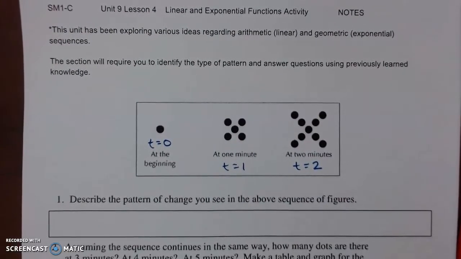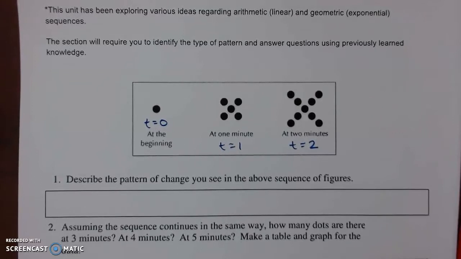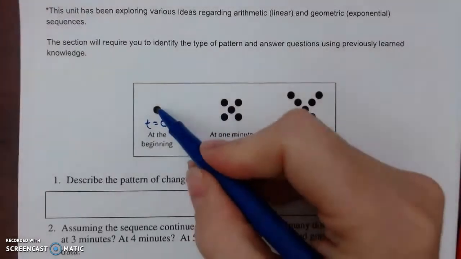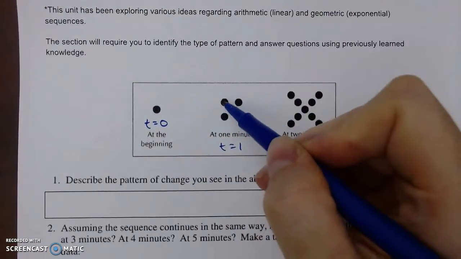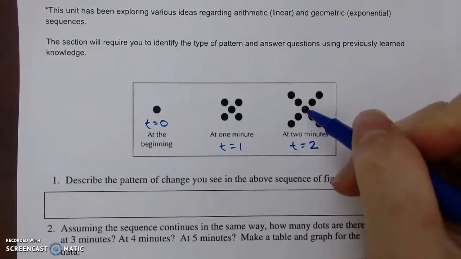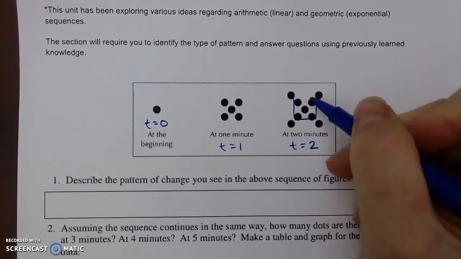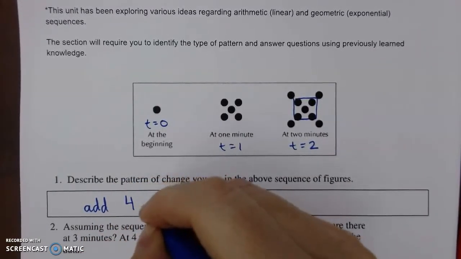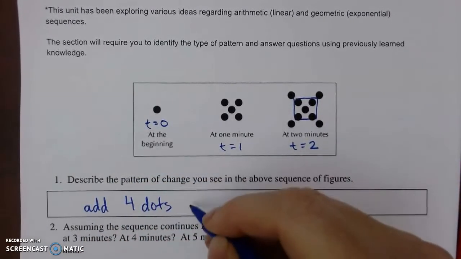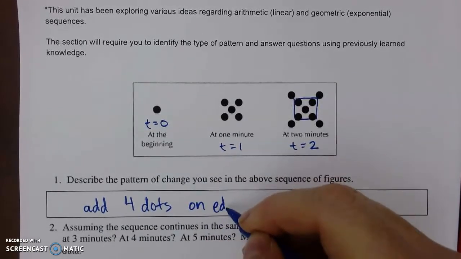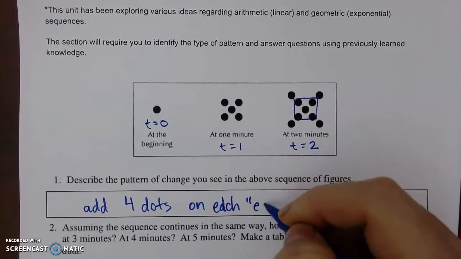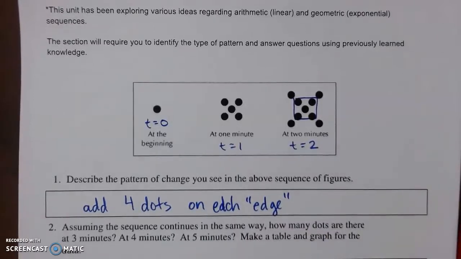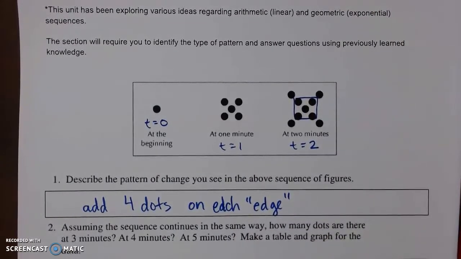So describe the pattern of change that you see. Now, depending on your pattern, your words might be different. What I noticed is we have a dot in the middle of all of them, and then I added 4, so that's on the second one, and then they added 4 more. So I'm going to say that we're going to add 4 dots on each, oops, I'm going to call it an edge, because those are my words, okay? So you describe what you see.